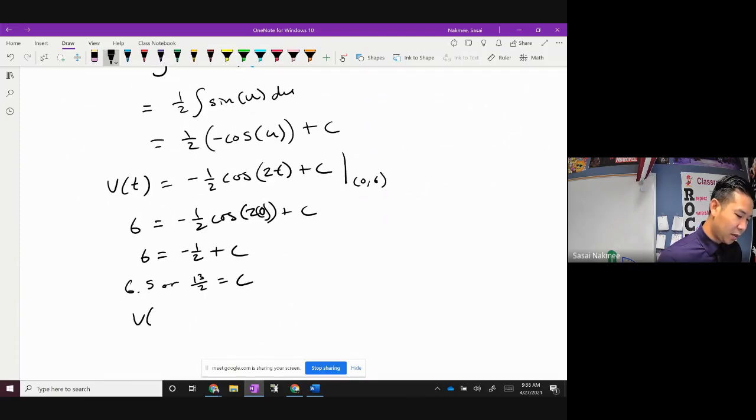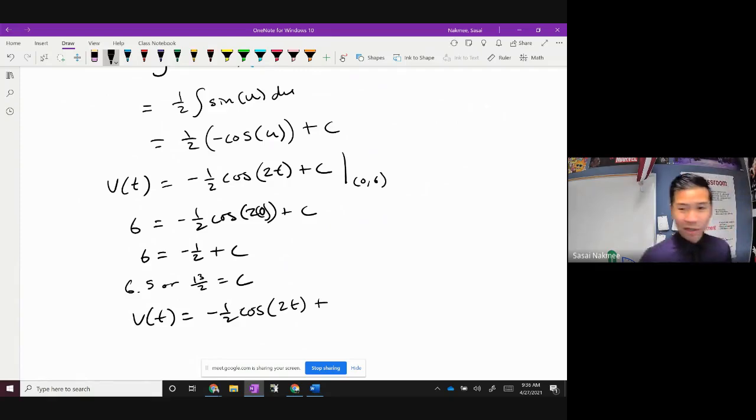It can be written out as v of t is equal to negative 1/2 cosine of 2t plus, how do you guys want to write this? As a decimal or as a fraction? What do you guys prefer?